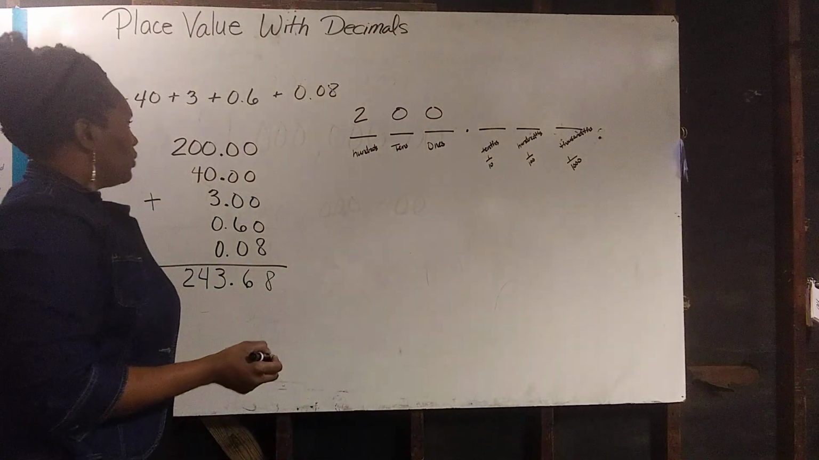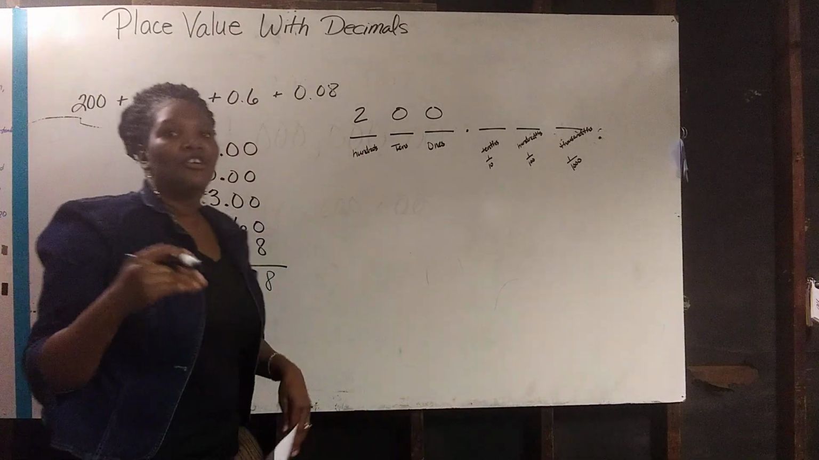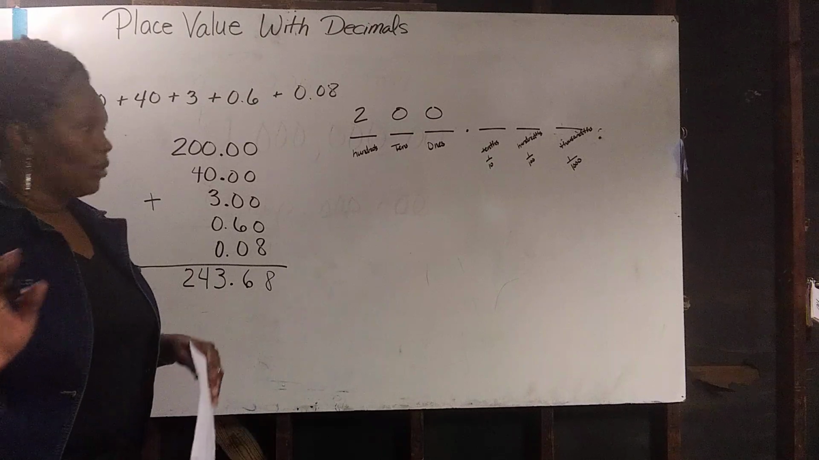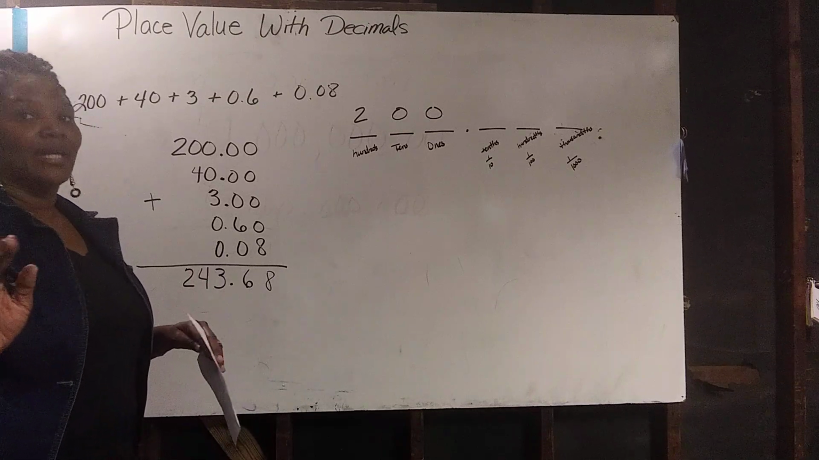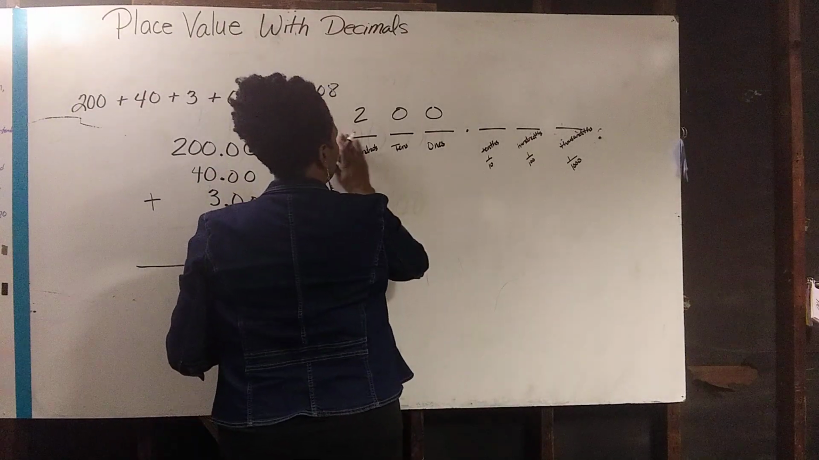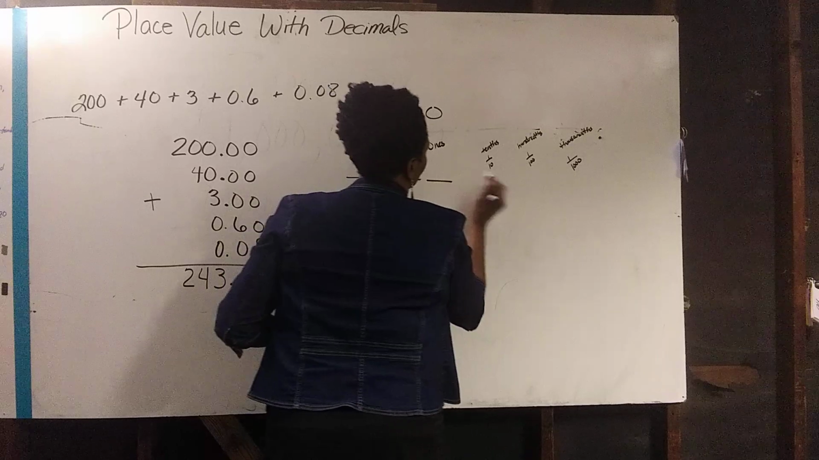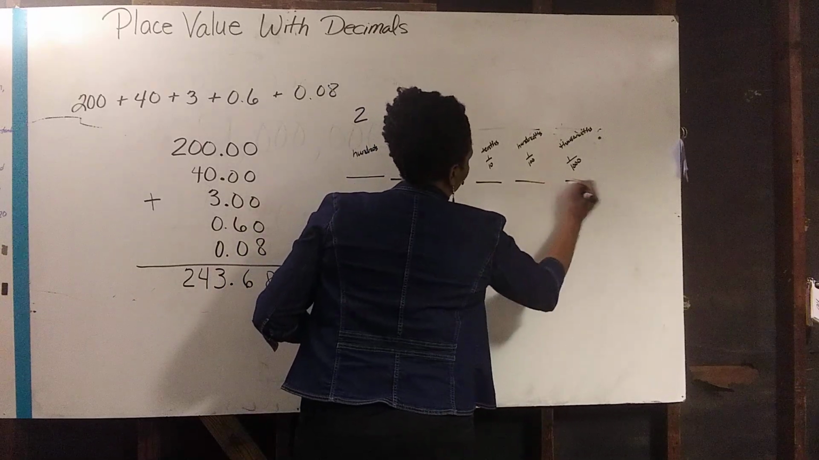We have 200. I'm just showing you another way you could do it, just so if you were confused about where I'm supposed to put my numbers. You know what? I should have put these under hundreds, decimal. Let me do it like this.